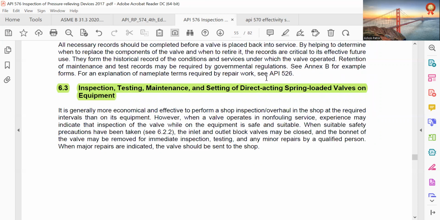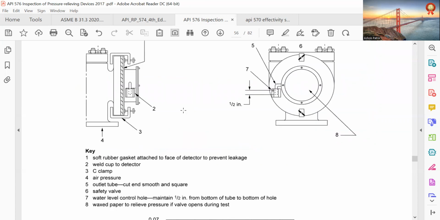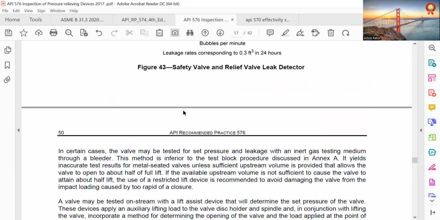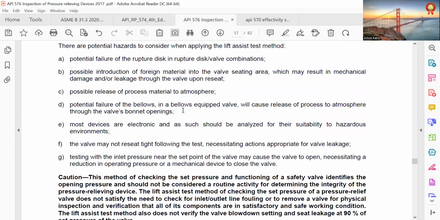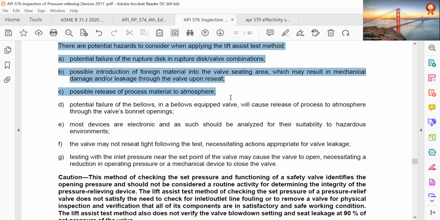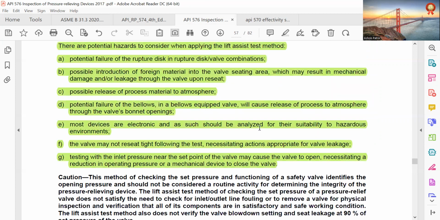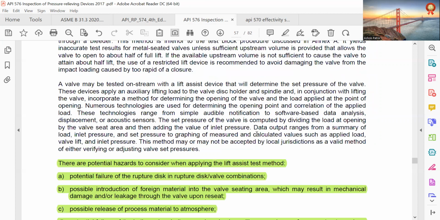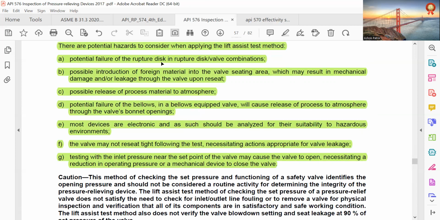Inspection, testing, maintenance, and setting of direct acting spring-loaded valves on equipment. There are potential hazards when applying the lift assist test method. The potential failure of the rupture disc in a rupture disc valve combination. Possible introduction of foreign material into the valve seating area, which may result in mechanical damage and or leakage through the valve upon reset. Possible release of process material to atmosphere. Potential failure of bellows: a leaking bellows will cause release of pressure to atmosphere through the valve bonnet opening.